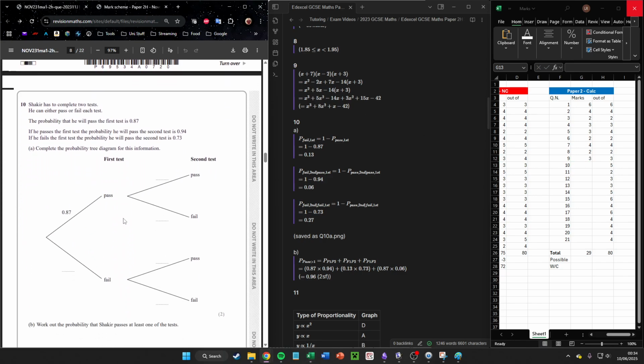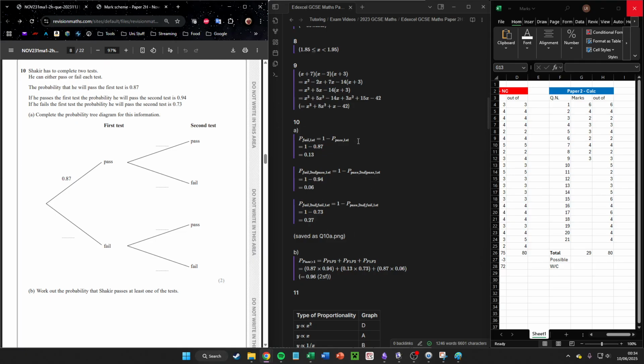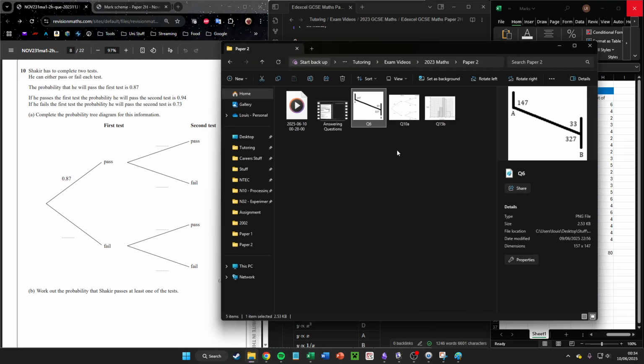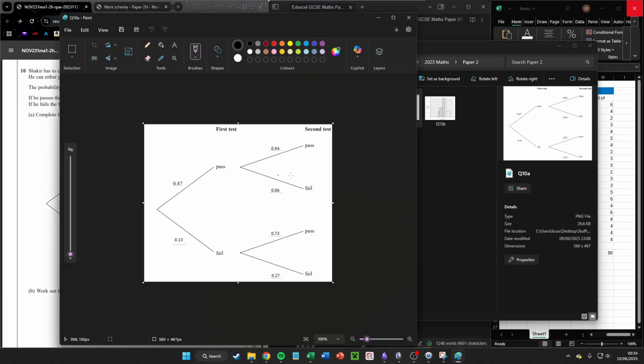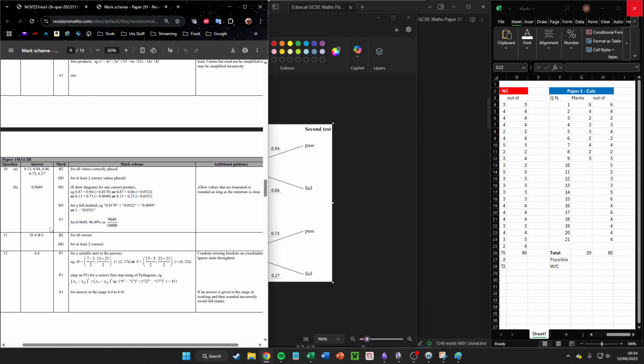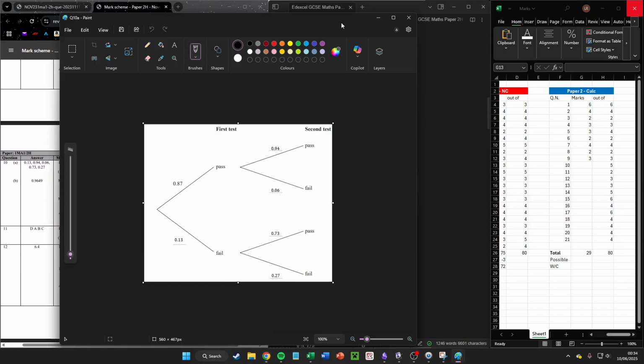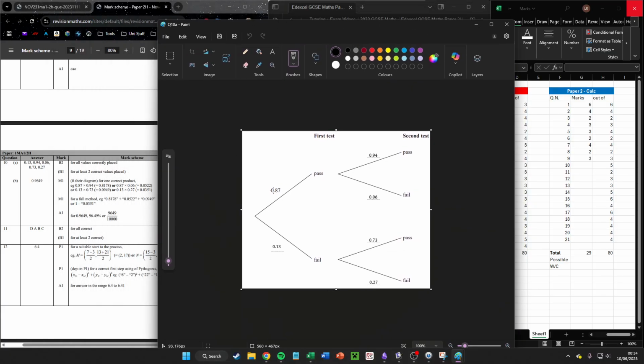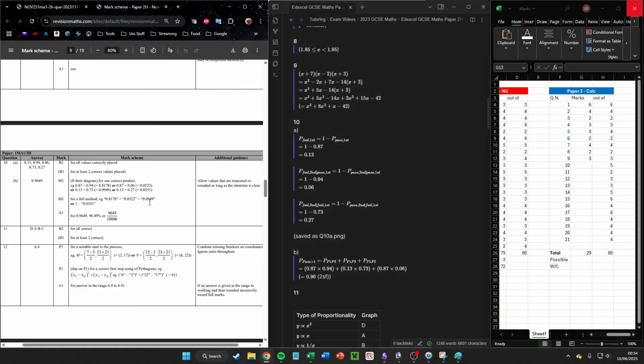Question 10 is about probability trees. There's some working out here, and there's a diagram as well that I will pull up. This one. Let's look at the mark scheme. 0.13, I'm assuming that, yeah, so this is sort of going top to bottom and then left to right. 0.13, 0.94, 0.06, 0.73, 0.27. So there we go. So that's 2 marks for all values correctly placed for part A.